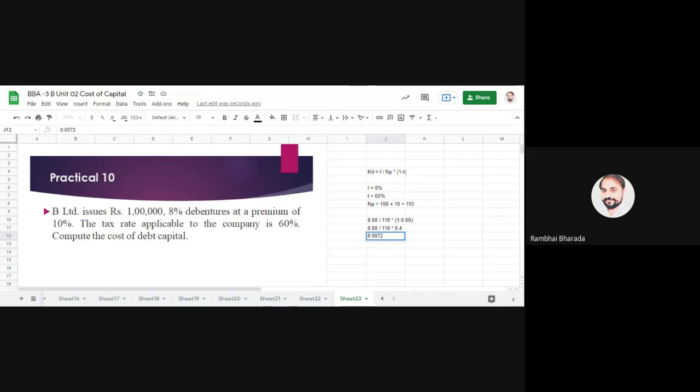Or something else? One is saying 0.0029, another is saying 0.0072. Why is this happening? 0.08. Okay, I will show you by doing it. 0.08 into 0.4 divided by 110. Okay, got it. The final answer is 0.029. Am I right?